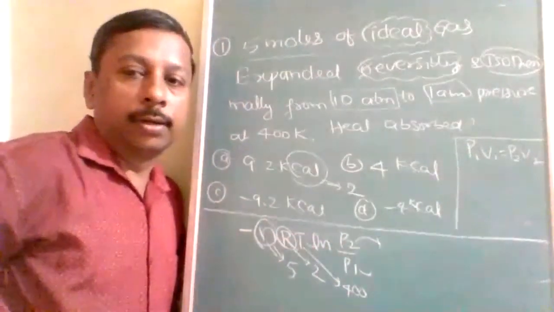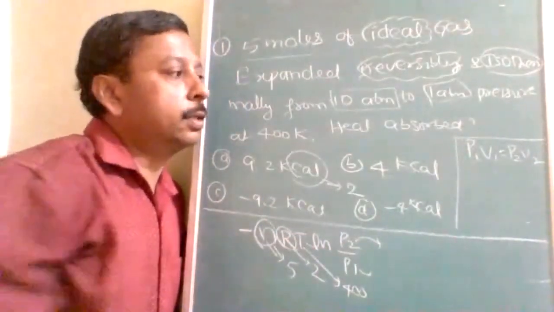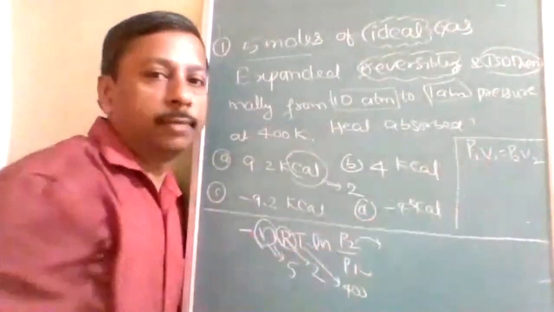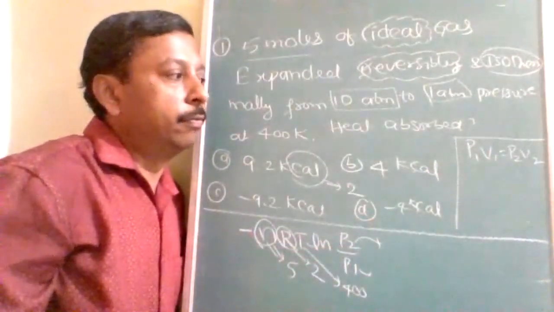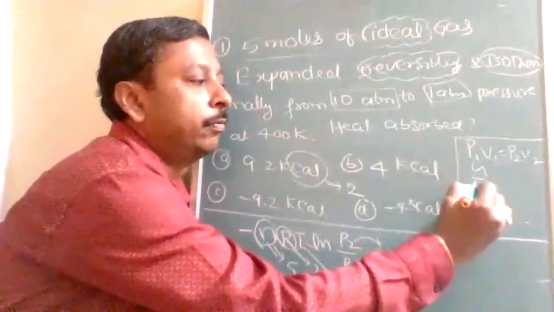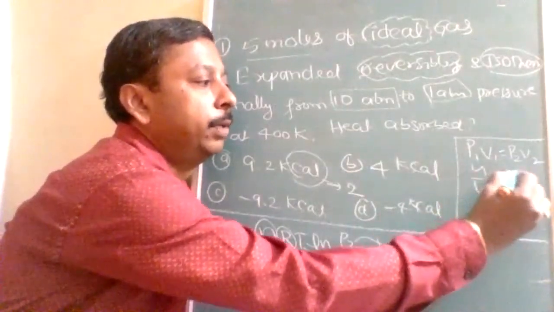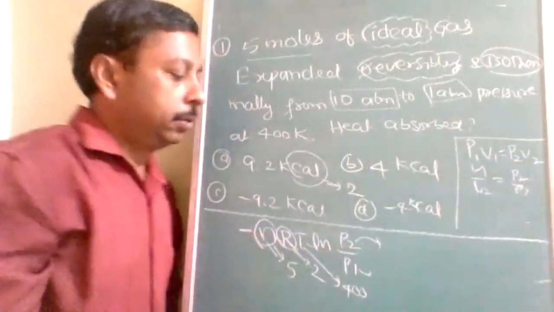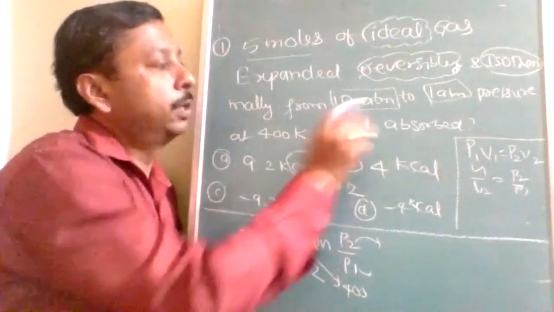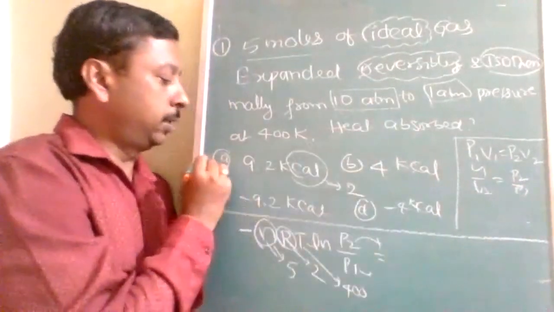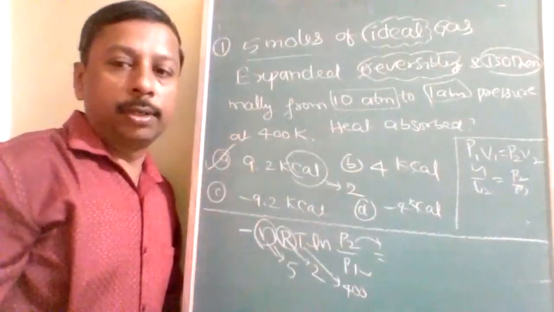So according to that, we can substitute V1 by V2 as P2 by P1. Both pressures are already given. If you substitute, you will get the answer as 9.2 kilocalorie.